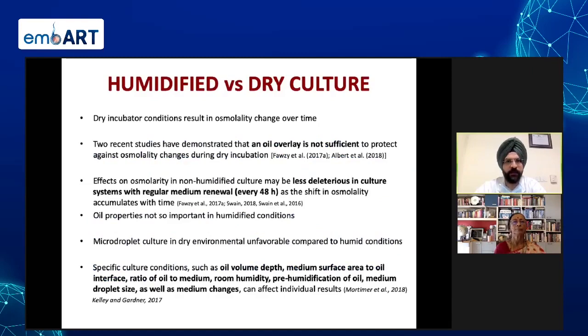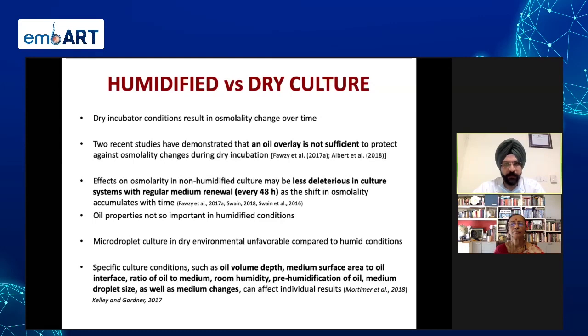If you look at humidified versus dry culture, some of us have incubators which are dry. Some incubators, the gas comes with water vapor. It's a humidified incubator. Recent studies have shown that the oil overlay is definitely insufficient to protect against osmolality changes during dry incubation, especially if the incubation is prolonged. And the effect of changes in osmolality in non-humidified culture may be less deleterious in culture with regular medium renewal. So either you culture in humidified incubators, or if you're culturing in dry incubators, you have to renew the media. So if you're renewing the media, the thought is, why not use a sequential media?